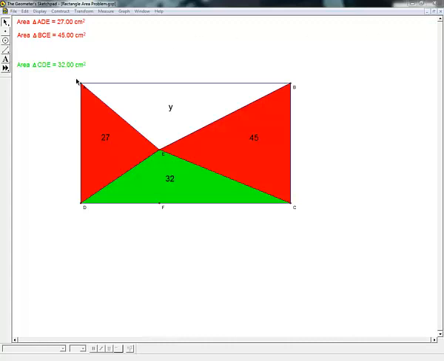Here we have a rectangle A, B, C, D with point E inside the rectangle. The areas are indicated as well. We are required to find the area of Y.